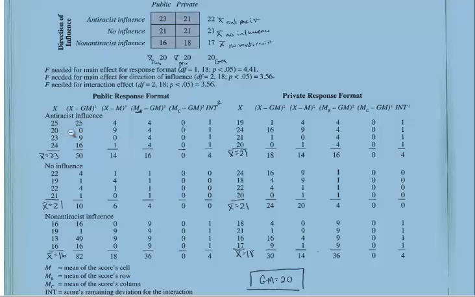20 minus 20 is 0. We square that and it gives us 0. 23 minus 20 gives us 3. We square it, it gives us 9. 24 minus 20 gives us 4. We square it, it gives us 16.